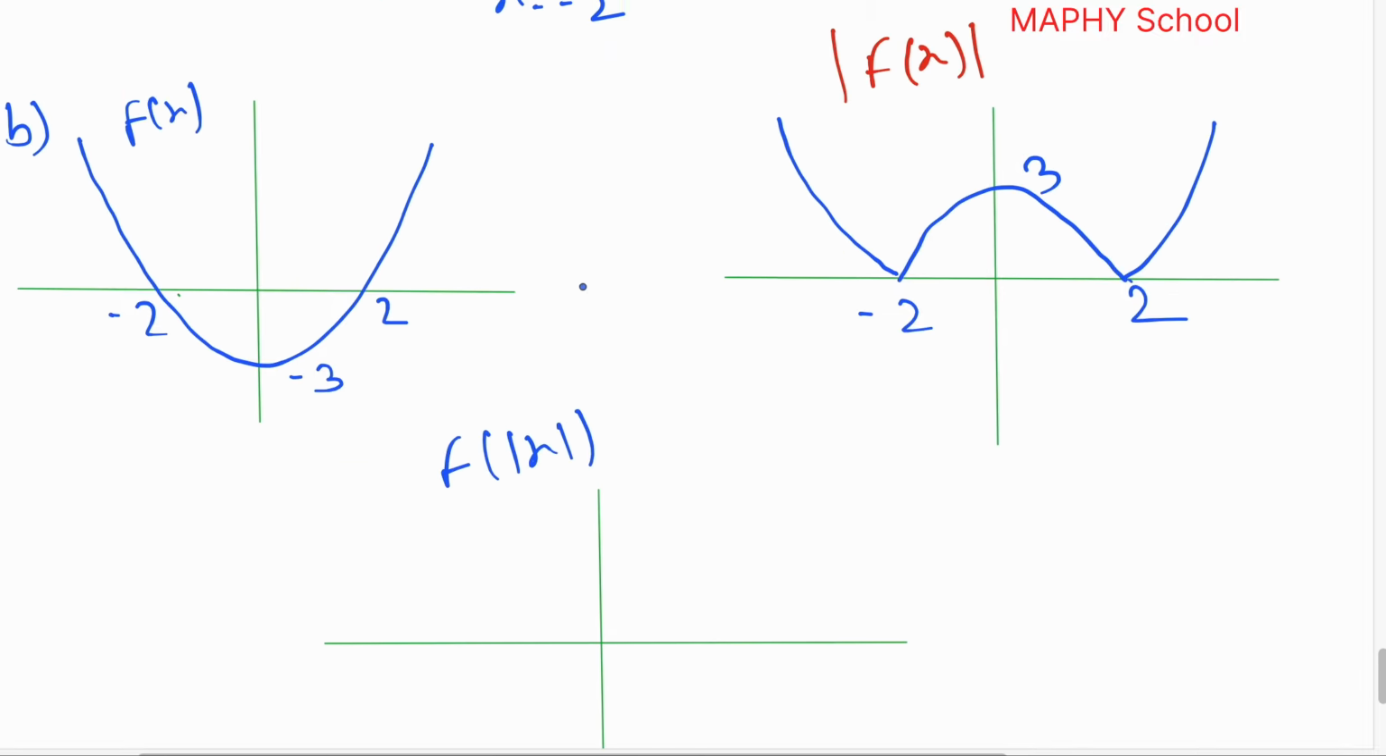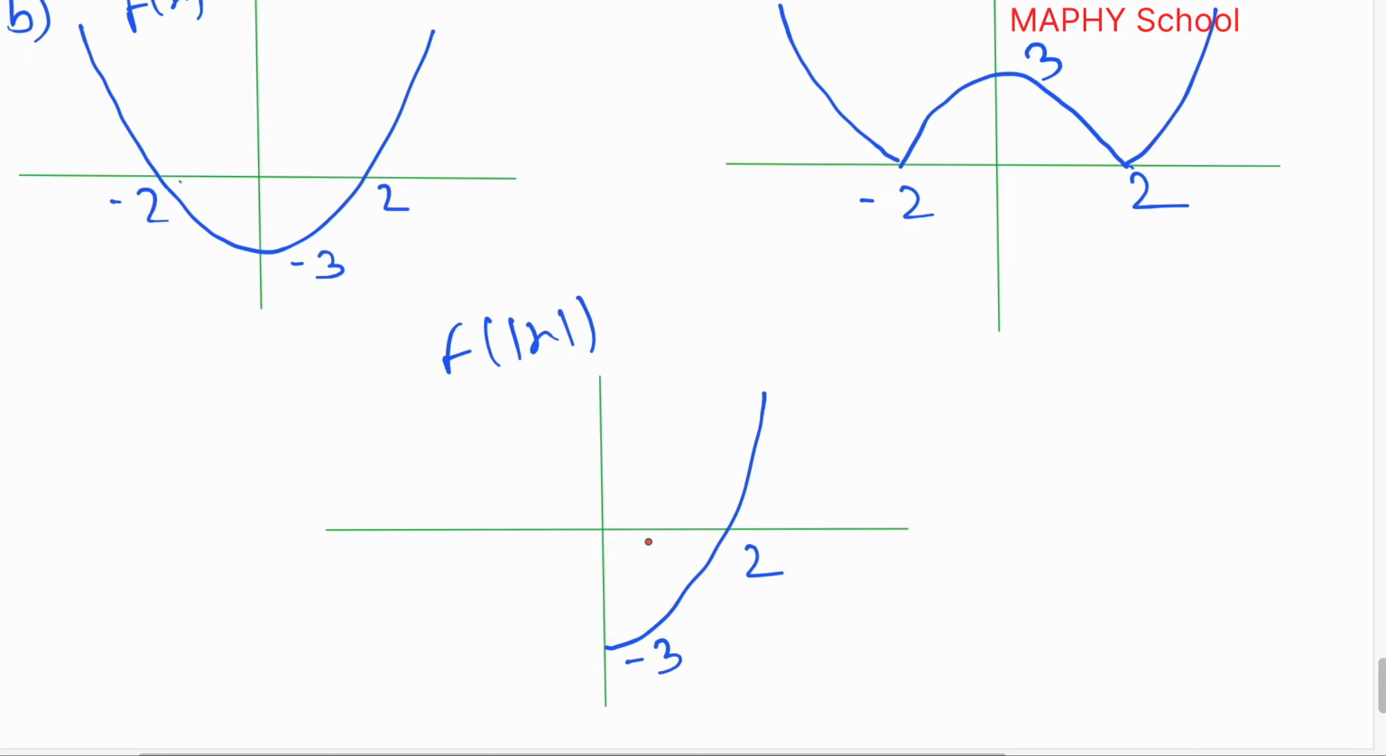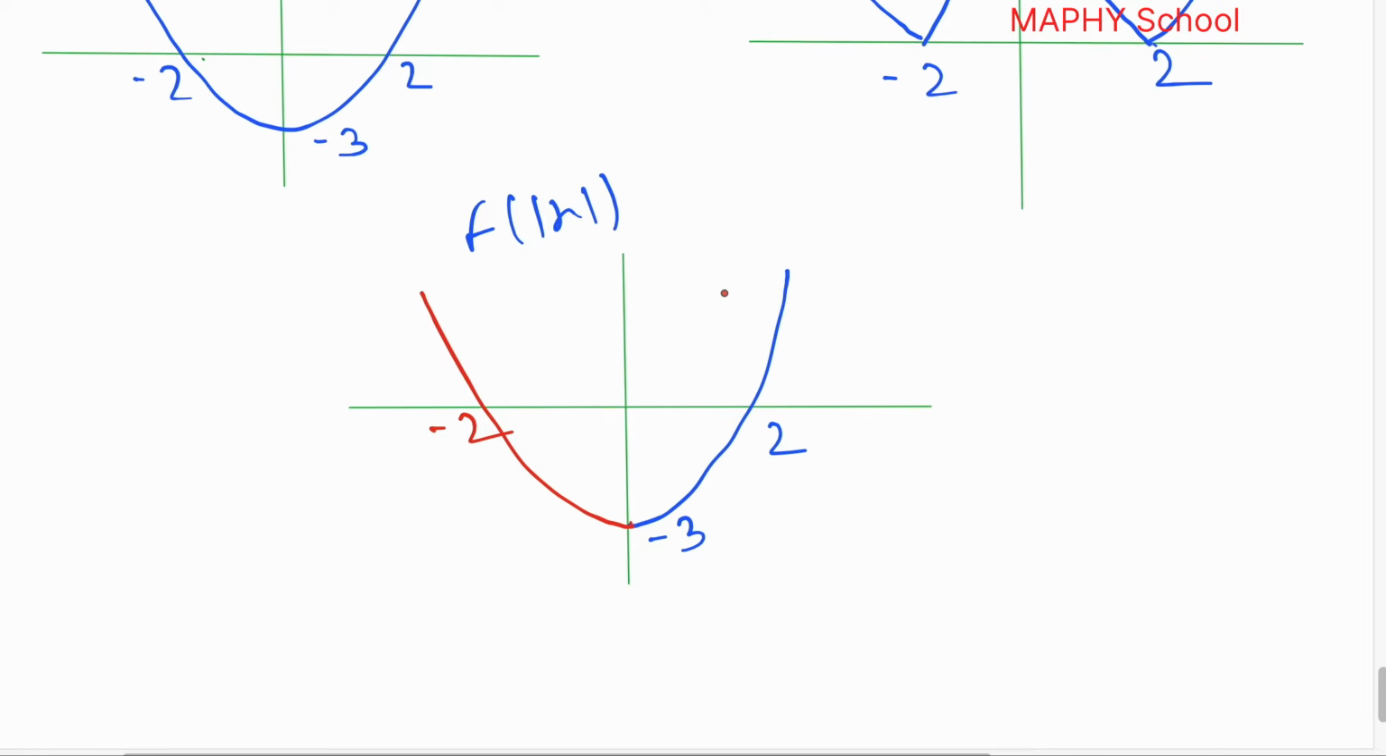Now f of modulus of x. For f of modulus of x, we have to erase the left hand side. That means we have to erase this part. We will erase it. Now draw the right hand side first, minus 3, 2, and again reflect this on the left hand side. It will be a similar type, minus 2. This is f of modulus of x.